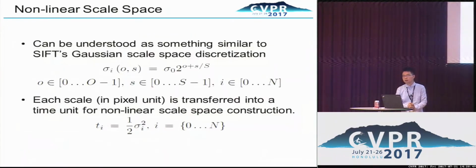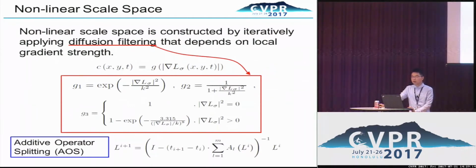To construct a nonlinear scale space, KAZE describes the time steps of the nonlinear scale space in a similar way to the Gaussian scale space. They are arranged in octaves, each of which contains sublevels. Then, these pixel units are transferred into time units as time steps in a nonlinear scale space. Finally, a nonlinear scale space is constructed for these time steps by iteratively applying nonlinear diffusion filtering to the input images in a scheme named additive operator splitting.